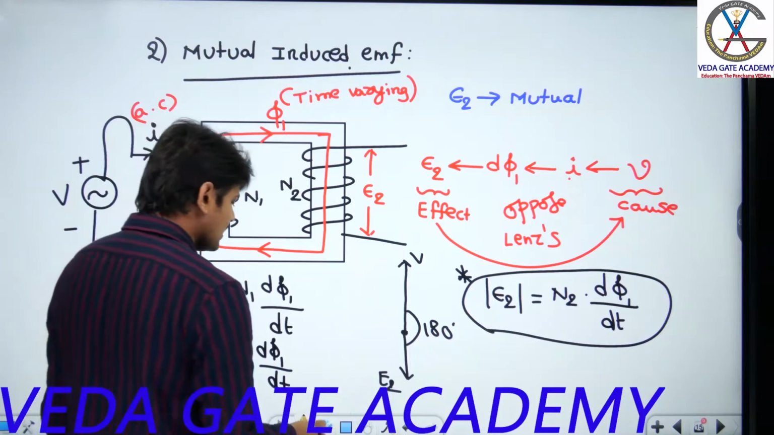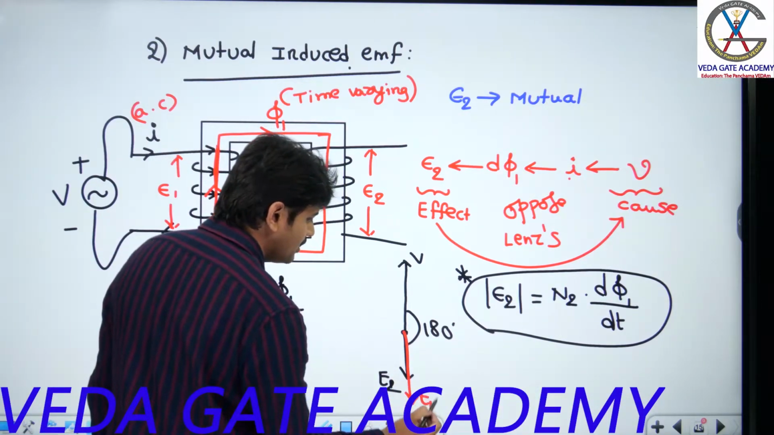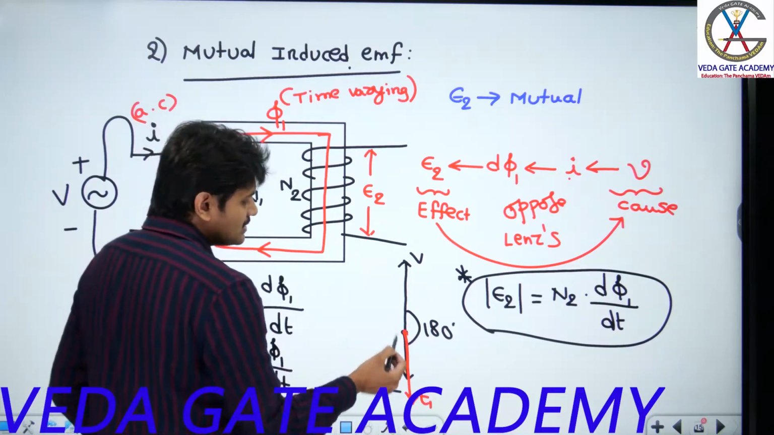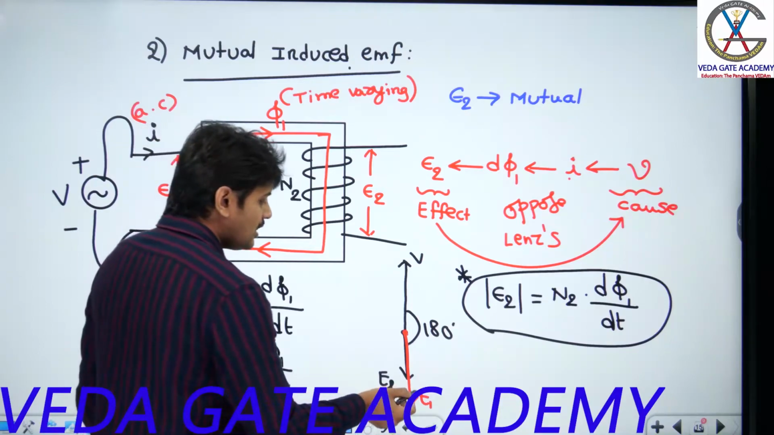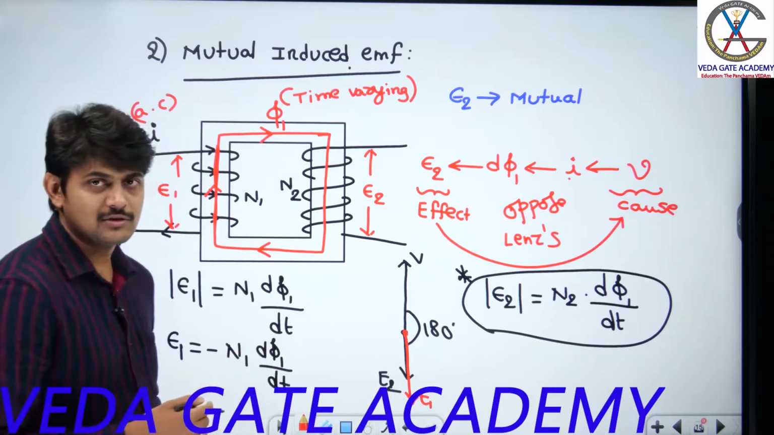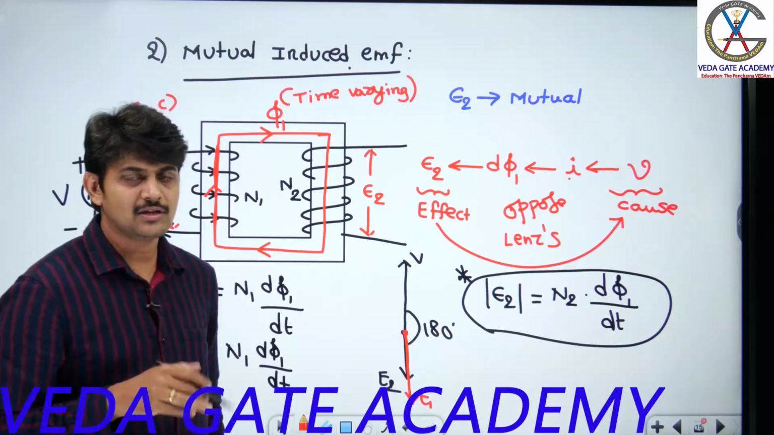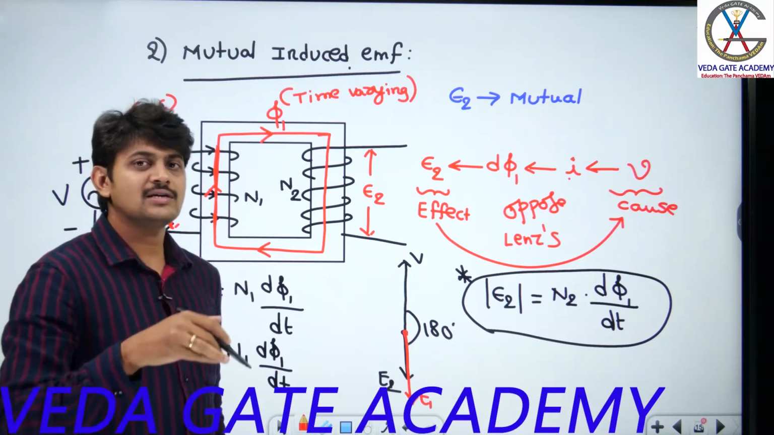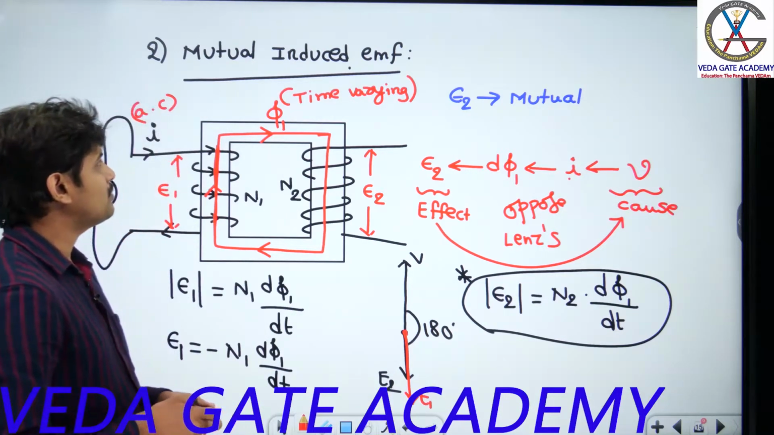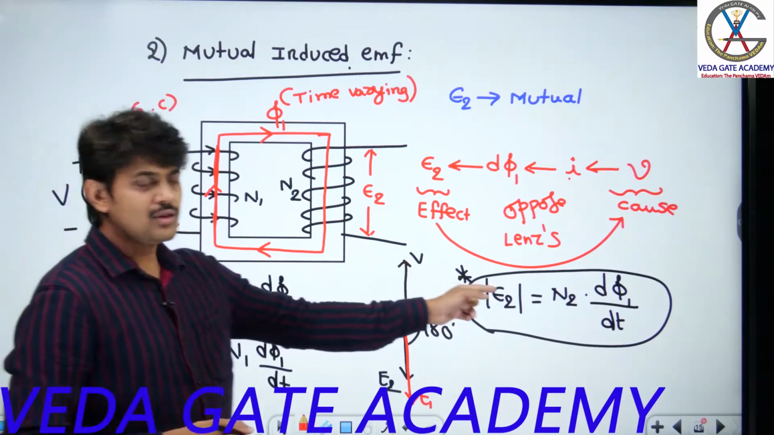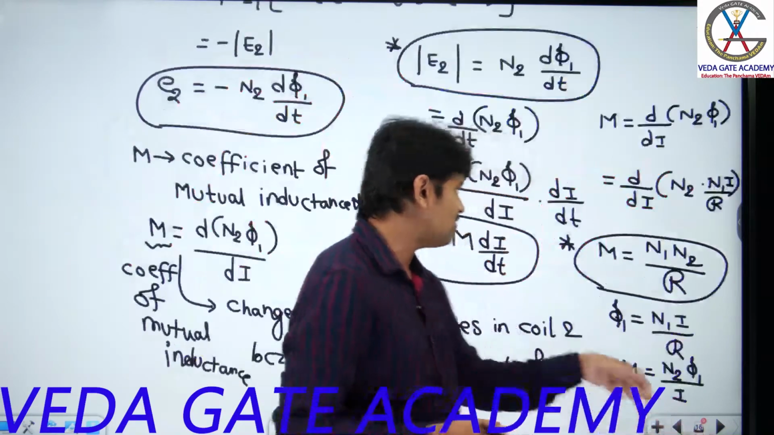That means I can say my E1 is in phase with E2. If you observe this diagram, both E1 and E2 are exactly 180 degrees out of phase with respect to the applied voltage, whereas E1 and E2 are in phase with each other. So the induced EMFs, both self and mutual induced EMFs, are always in phase with each other, and both are exactly 180 degrees out of phase with respect to the applied voltage. So the set of formulas you have to remember here is, if you know the flux information, the magnitude of mutual induced EMF is N2 d phi1 by dt.